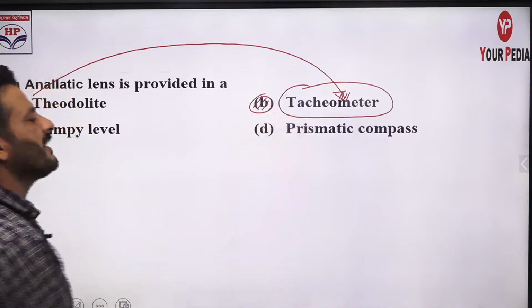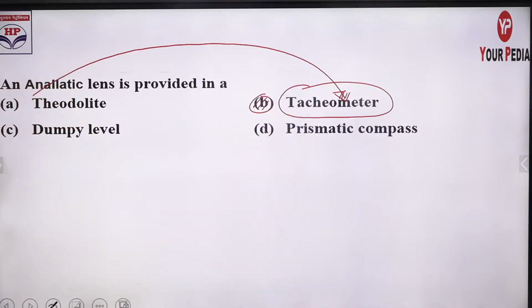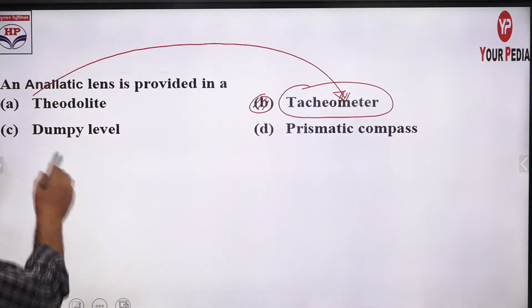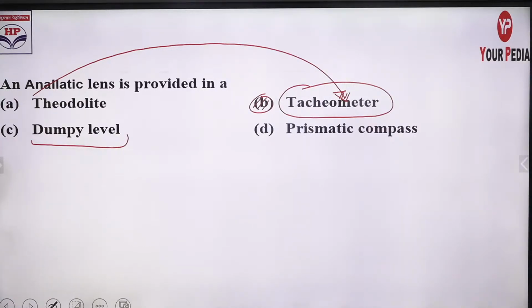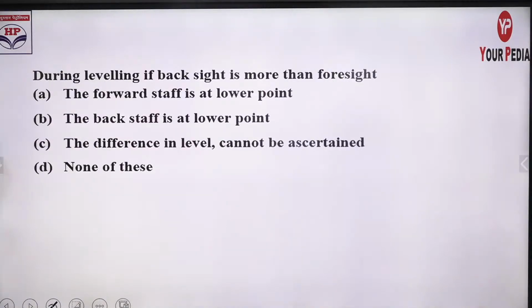Prismatic compass basically is for compass survey, giving direction. Dumpy level, you know very well, is for the measurement of the level, RL or elevation. This is the theodolite for the measurement of horizontal or vertical angle. Fine. So have a look at the next question and let me know the answer.